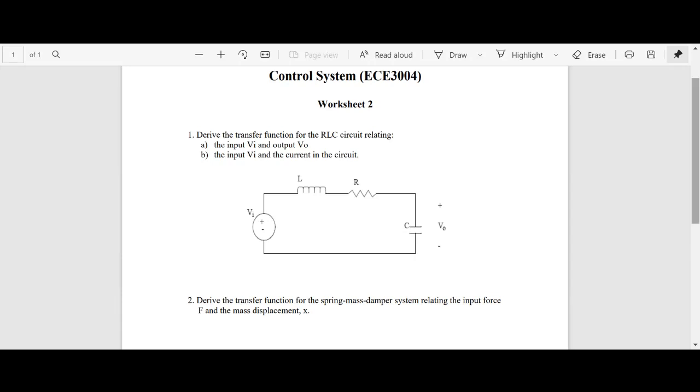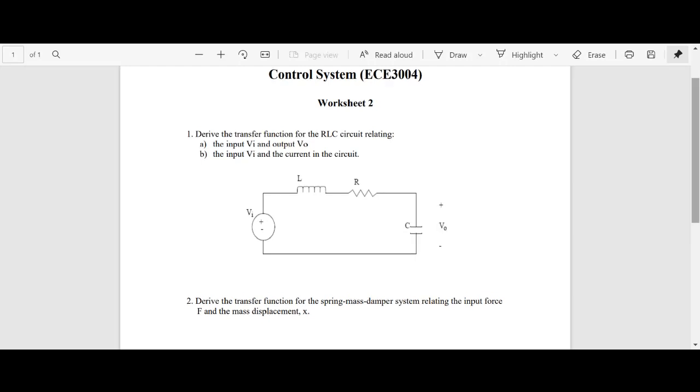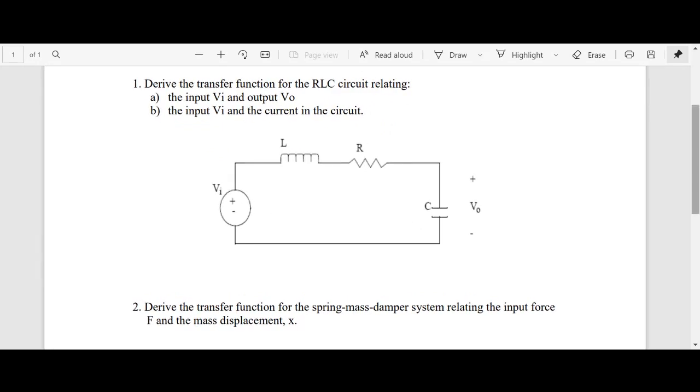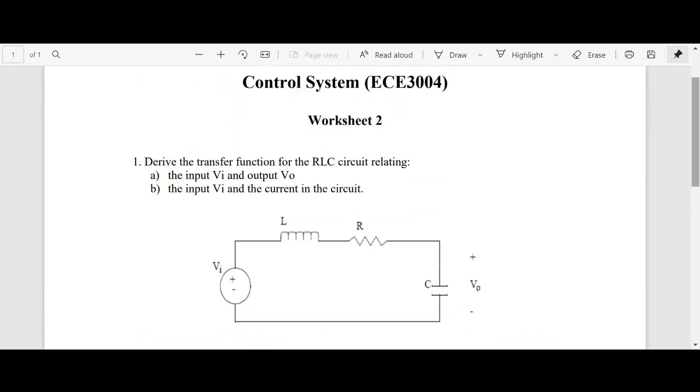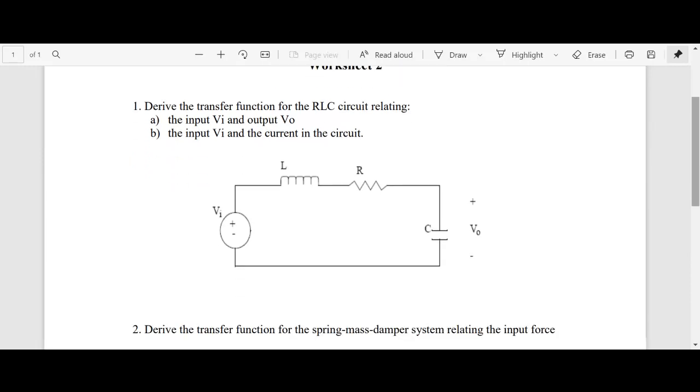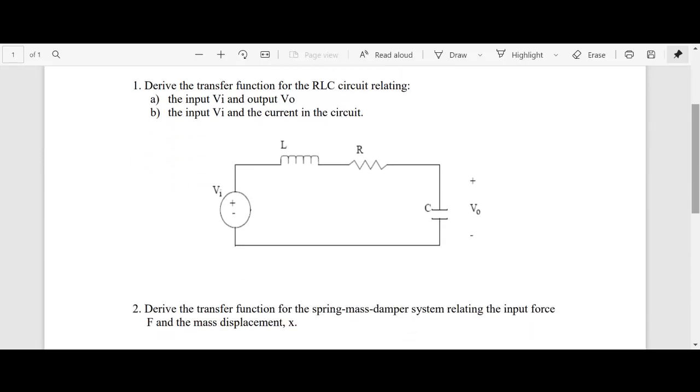All right. So any suggestion how to proceed with deriving this transfer function? Use KVL and you get a general voltage expression, and then you replace the terms that you don't want. So you would replace VR with IR, you replace VL with L dI/dt, and you keep the VC and the VI.